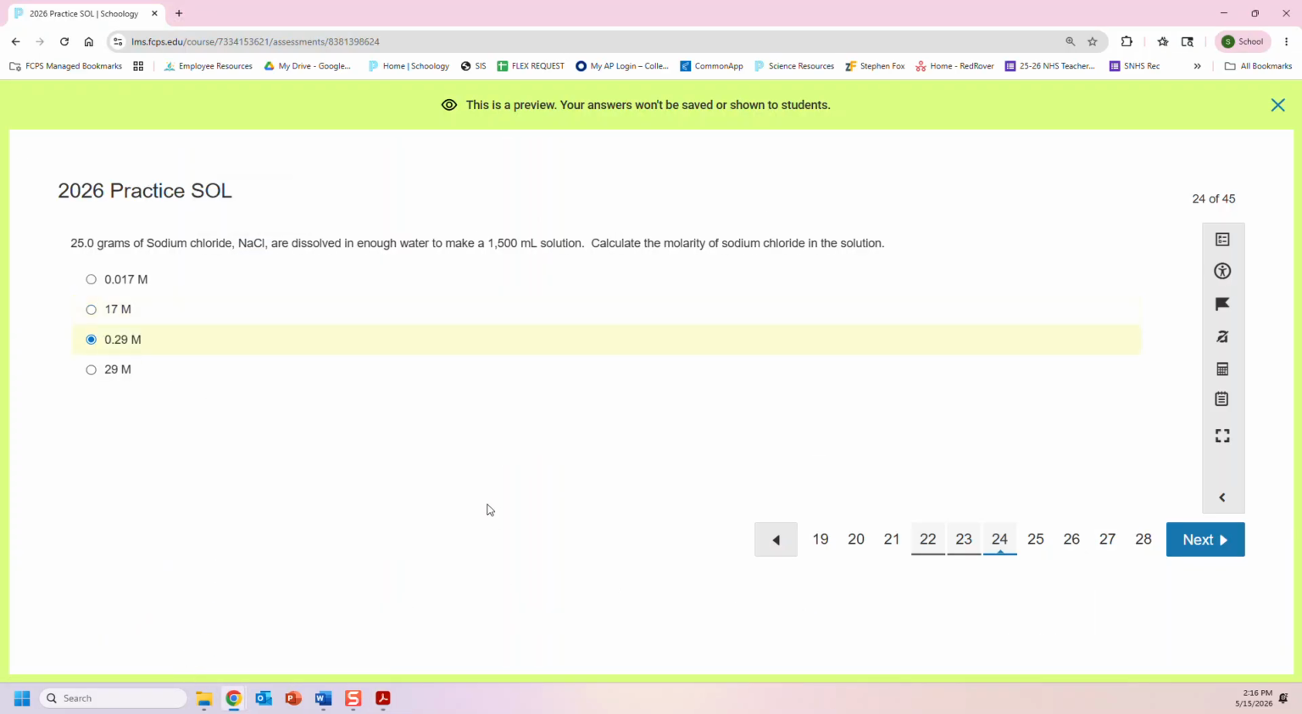So that would be our answer for this one. All right. But I'm sure if you did 25 divided by 1,500, maybe one of these is the answer. Or if you did 25 divided by 1.5, one of those is the answer, right? So remember what molarity is, right? And again, you don't get a formula sheet.